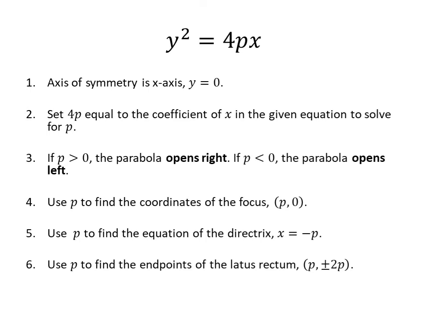If the standard form is y squared equals 4px, the axis of symmetry is the x-axis or y equals 0. Set 4p equal to the coefficient of x in the given equation to solve for p. If p is greater than 0, the parabola opens right, but if p is less than 0, the parabola opens left. Then, use p to find the coordinates of the focus (p, 0), the equation of the directrix x equals negative p, and the endpoints of the latus rectum (p, plus or minus 2p).